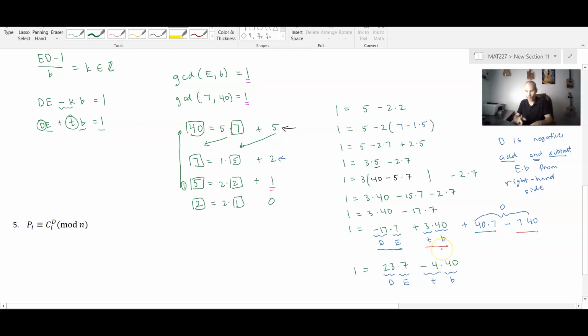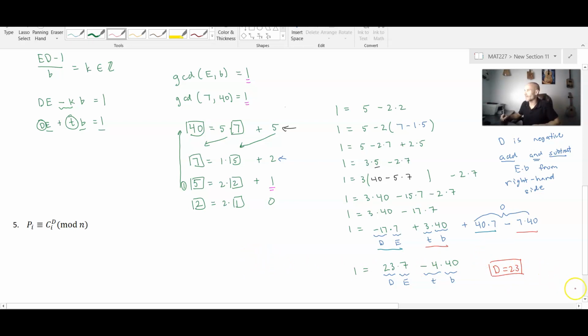So just to see that this works out, I'll go ahead and punch into my calculator 23 times 7 minus 4 times 40, and that still equals 1. Why does it still equal 1? Because we added 0 to both sides, or to the right side. And so my conclusion is that D is equal to 23. That's the smallest possible value of D that I could have.